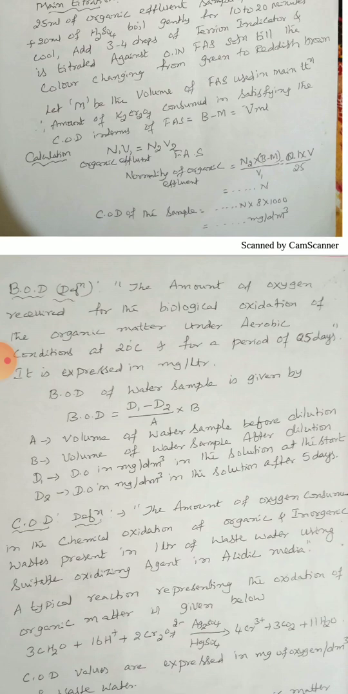Therefore the COD value of the effluent sample is equal to the normality of the water sample multiplied by 8, the equivalent weight of oxygen, into 1000. This gives the COD value of the water sample. In this way we can determine the COD value of a water sample.